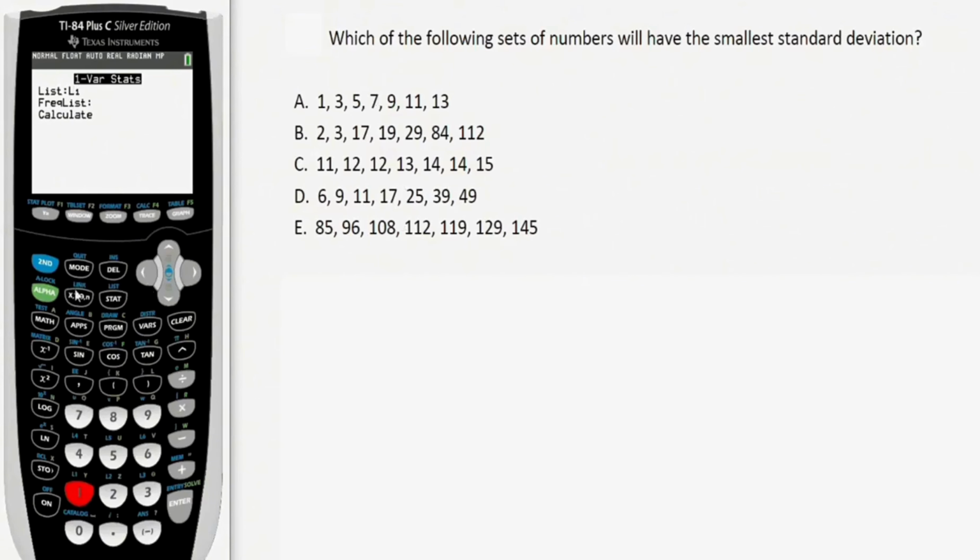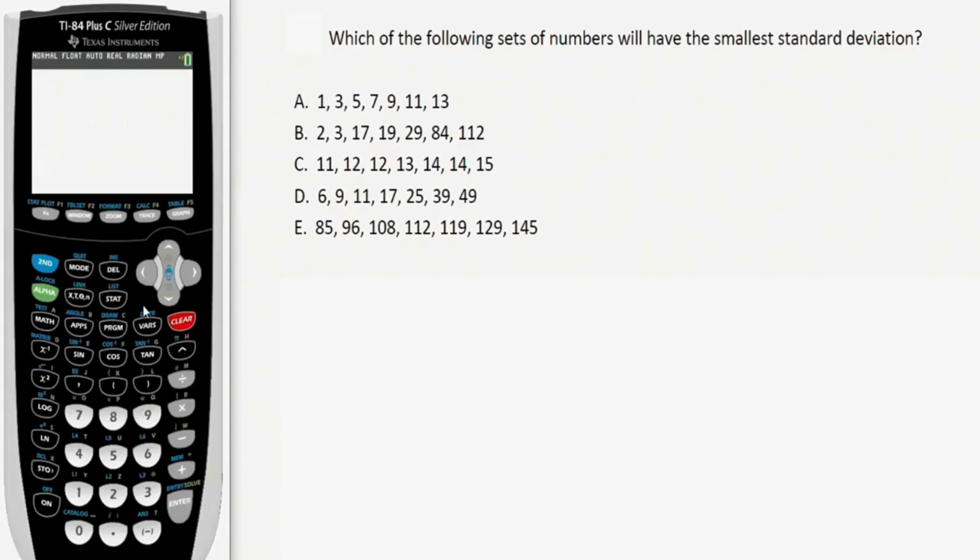We change this to list 2. I press second and this button. Alright, so we have list 2 now. Ignore the frequency list. Come to calculate, press enter. Alright, so we have the sample standard deviation to be 42.80, which is higher than that of option A. We are looking for the least, the smallest. So let's check for option C, the sample standard deviation for option C.